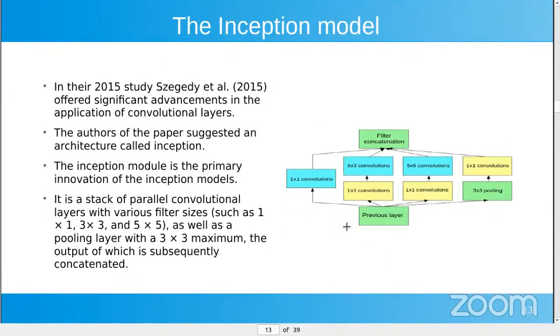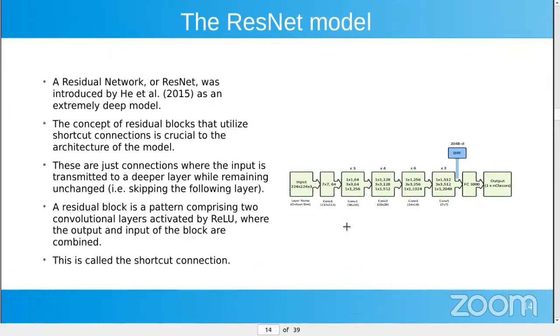Then you can have the Inception model. The Inception model is essentially a stack of parallel convolutional layers with various filter sizes, as well as a pooling layer with a 3 by 3 maximum. And then you can concatenate the output of these layers into one single result. And finally, you can have the residual network, which was introduced by He et al. in 2015. This utilizes shortcut connections, where the input is transmitted to a deeper layer while remaining unchanged. And the residual block is a pattern comprising two convolutional layers activated by a ReLU activation function, where the output and input of the block are combined. And this is called a shortcut connection.